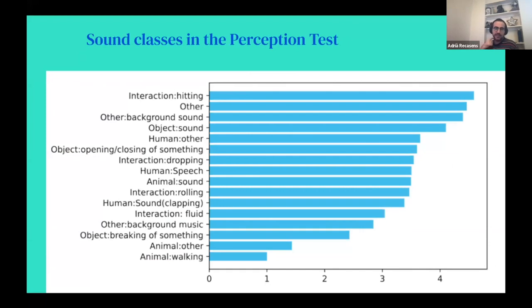In terms of classes, this is the log scale of the classes. The one that we have the most is hitting, because there are a lot of things being put on top of other things. So that's a lot of hitting. And the one that we have the least is animal walking, because there are not that many animals involved here. And as you can see here, there is interaction and then a lot of object sounds, because there are a lot of objects involved.